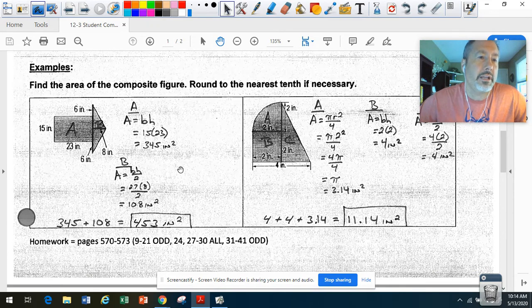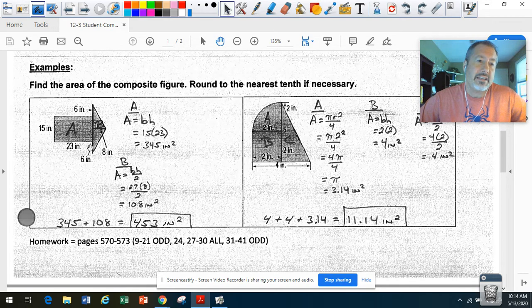Okay, if you take a look here, it says find the area of the composite figure, round to the nearest tenth. So we have this odd looking shape here, an arrow, so we cannot find the area by just one formula. So what we're going to do is figure out what this area is here first, okay? We'll do the letter A first.